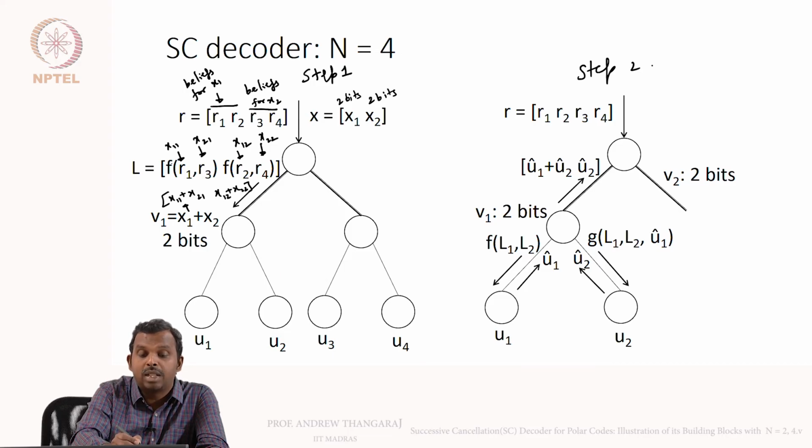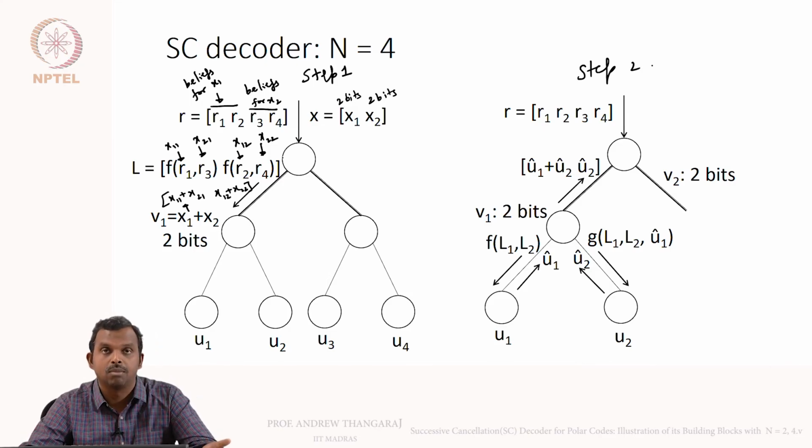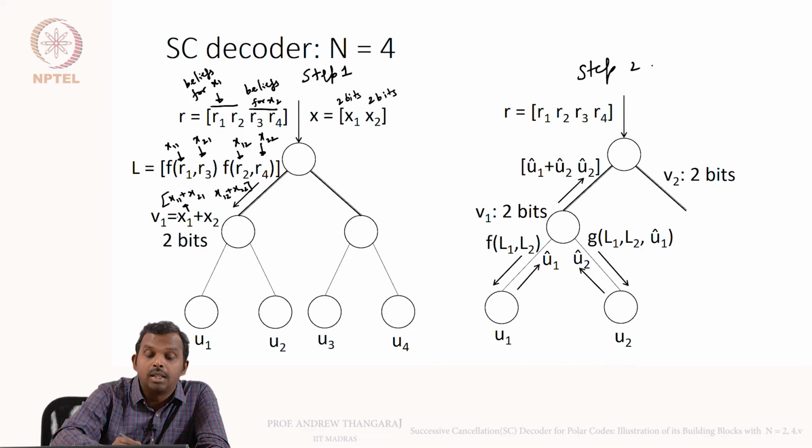How do you find the belief for X11 plus X21? You do the min sum f of R1, R3. Then X12 plus X22: how do you get the belief for that? f of R2, R4. So that's it. It is simple single parity check code soft output decoding, and those are the beliefs you send down below. So you have 2 bits here for V1 and I've got beliefs for both of them.